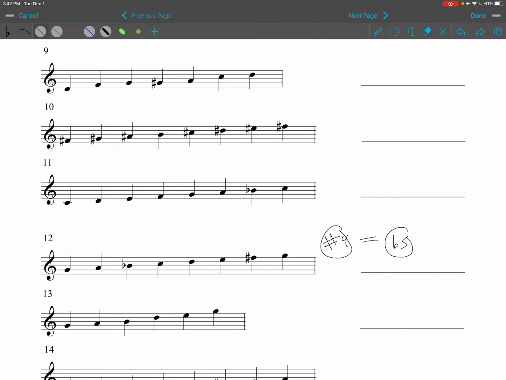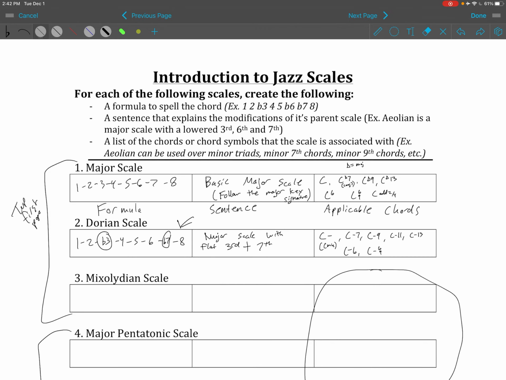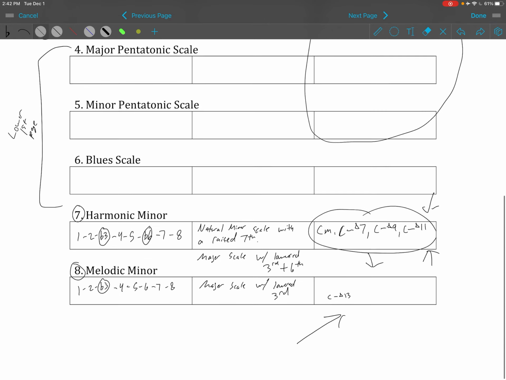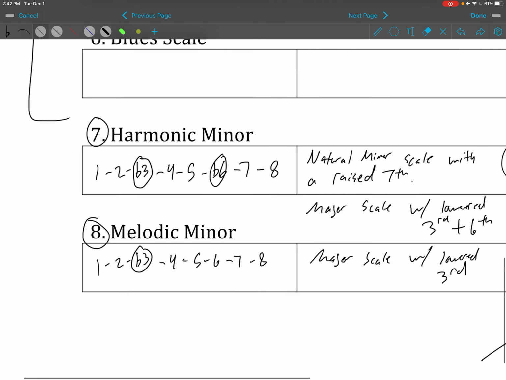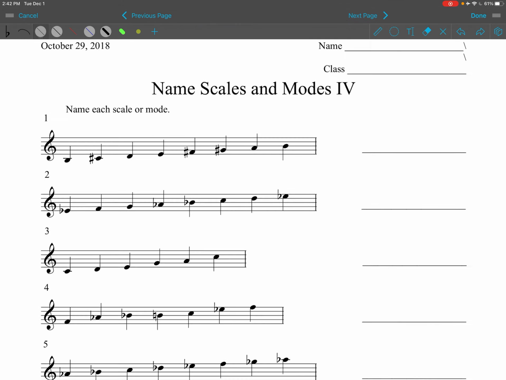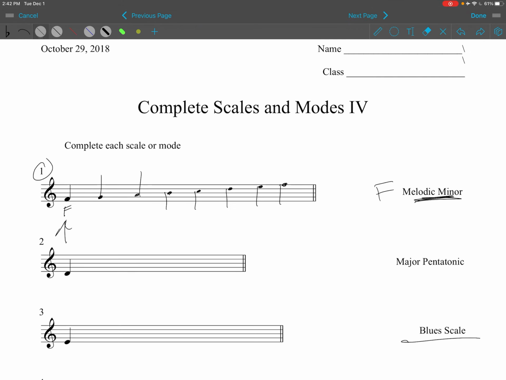So I need a melodic minor scale. Now, if this was already done here, which it is, I could just copy this in. So my melodic minor scale is actually just a major scale with a lowered 3rd. And it says it right there as well, okay? So all I'm going to do for this, guys, is write in the key signature for F major, and then flat the 3rd, and then the scale is going to be done.